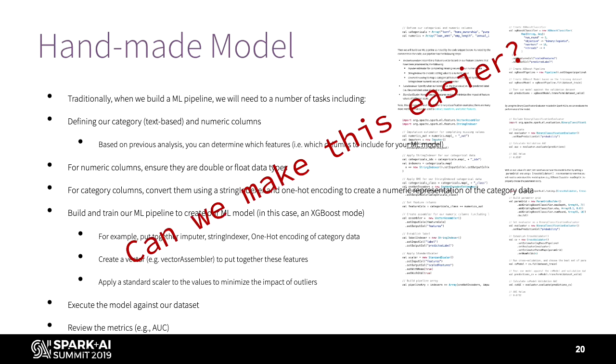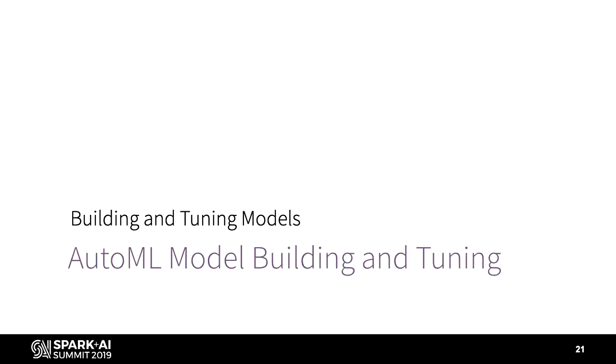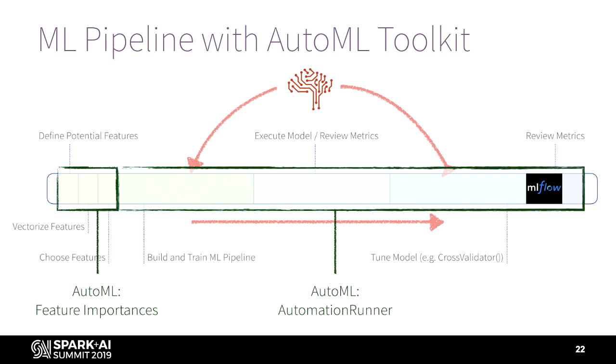And so the question that we hope to answer through this AutoML toolkit is, okay, how do we make this easier? And so this is kind of what it looks like in the AutoML world. That's where the automation runner comes in. So again, as I spoke to before, the design was to have these tiered APIs.